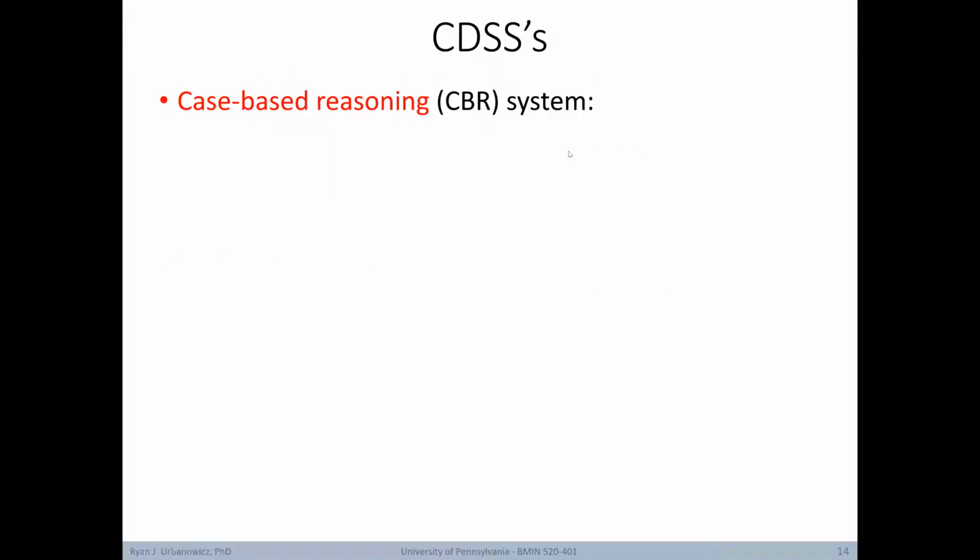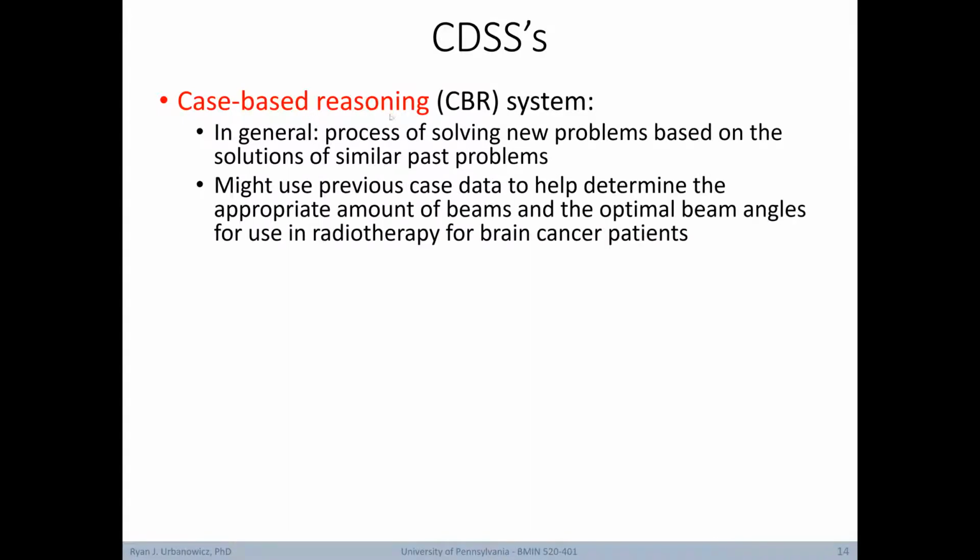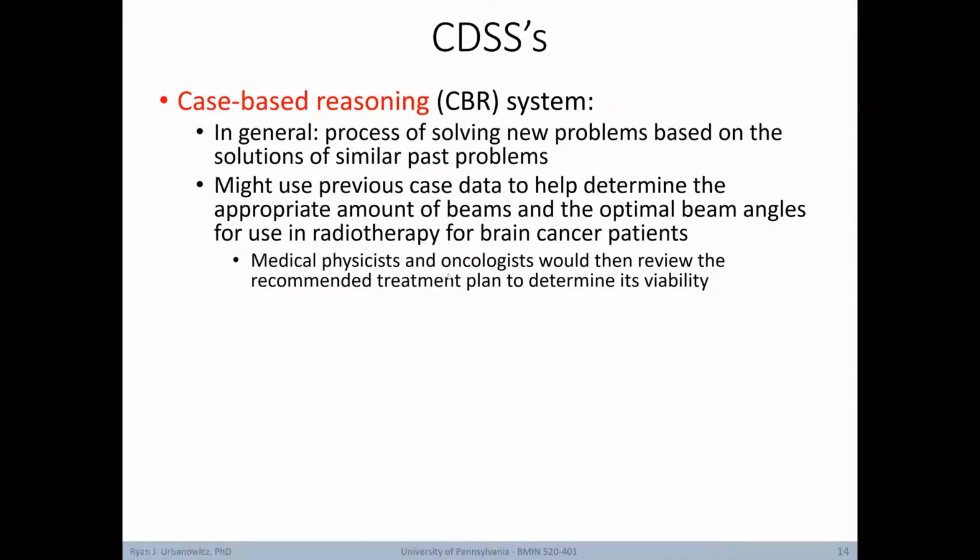Another CDSS worth defining includes case-based reasoning systems, or CBRs. In general, these methods focus on the process of solving new problems based on the solutions of similar past problems. They might use previous case data to help determine the appropriate amount of beams and the optimal beam angles for use in radiotherapy for brain cancer patients. Here, a medical physicist and oncologist would then review the recommended treatment plan to determine its viability.